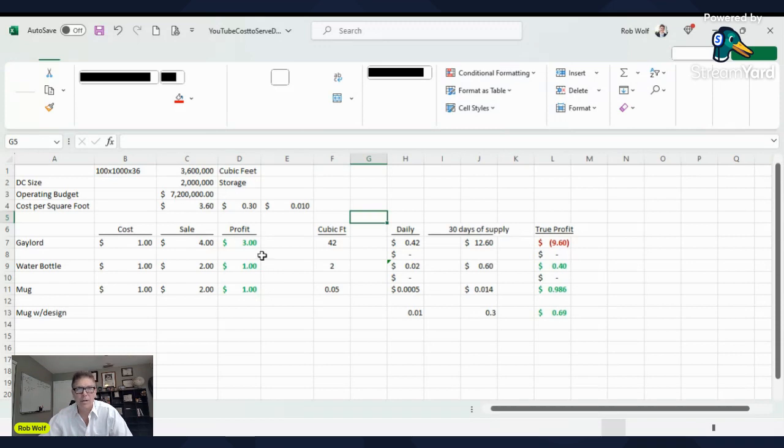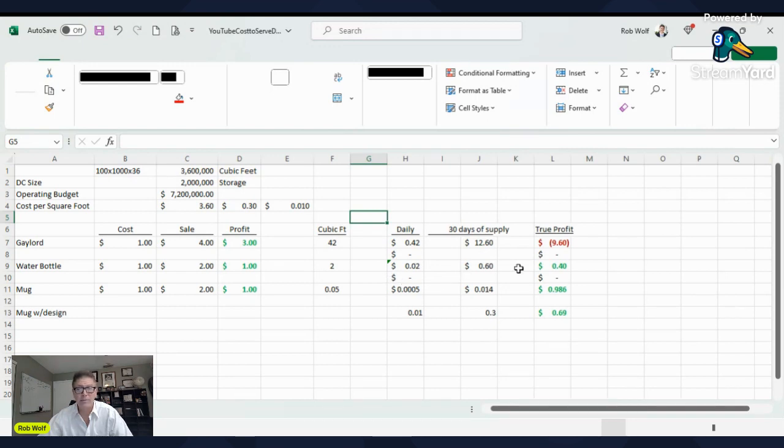Well, here's where the program comes into play. That Gaylord is taking up 42 cubic feet. It's bigger real estate. It needs to take more of the cost because it's taking up more room. So the daily rate of that Gaylord is 42 cents a day. Now, if you're turning your inventory, all three of these items in 30 days, look at the magnitude. That's $12.60 to run that Gaylord through the warehouse and out the door. You lost $9.60.